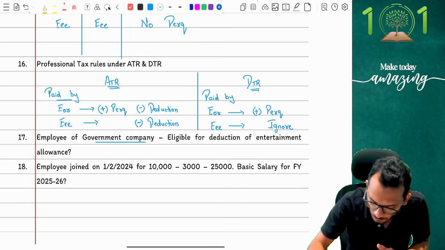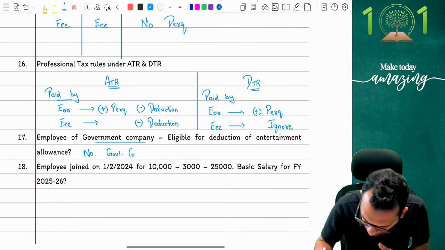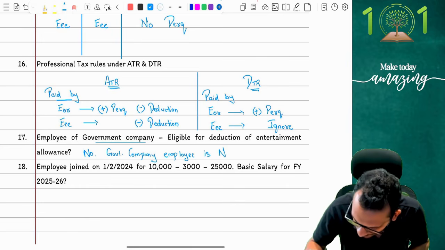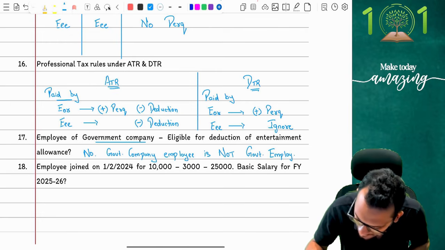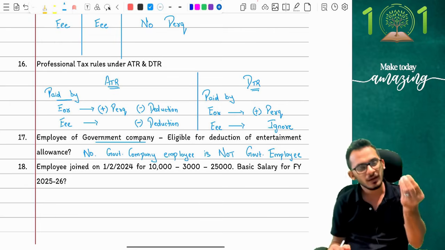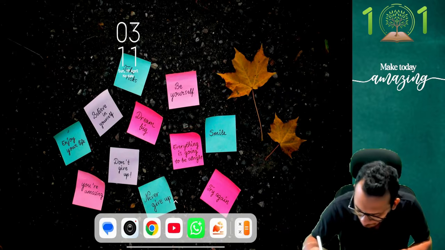The answer is no. ICA has given a confirmation saying a government company employee is not a government employee. Now, I don't agree to this very honestly, people, because then my question is very simple. What are those people who are called government employees? That is a question mark which has come up right now. But for some reason, this is the commitment which ICA has given. So we're going to follow it as it is. The answer is a big fat no.